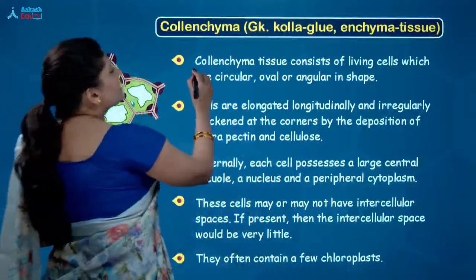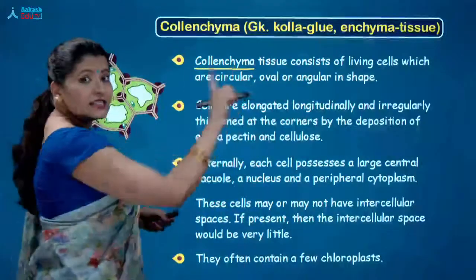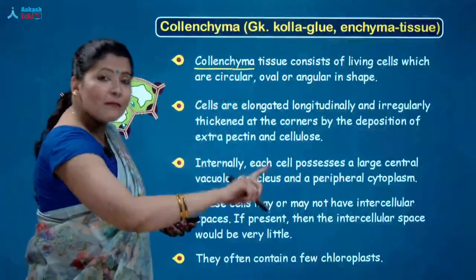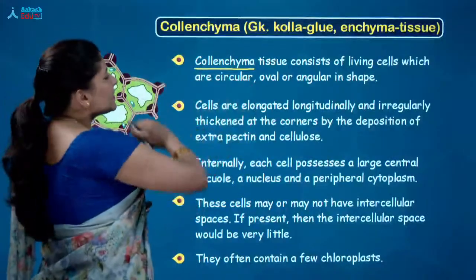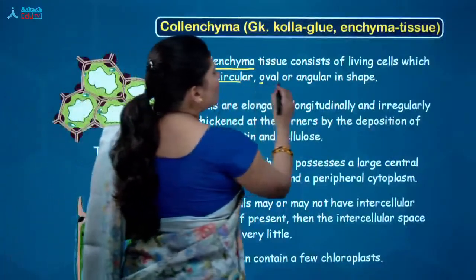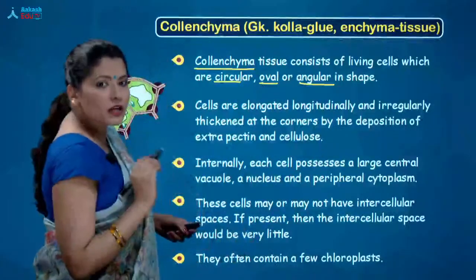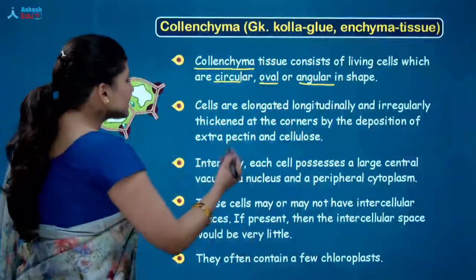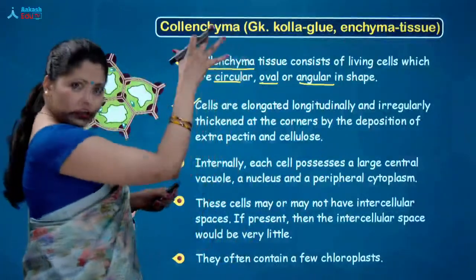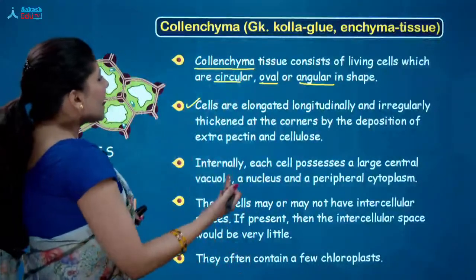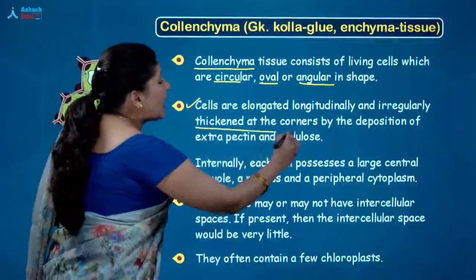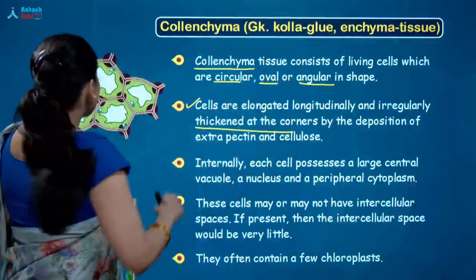Let's start. So here it is first saying about the shape of the cells. You know this collenchyma tissue consists of living cells, always remember. Parenchyma was living and this collenchyma is also living cell. So it is again living cell which is circular, oval or angular in shape. Then आता है next हमारा cells are elongated, longitudinally अगर मैं cells को देखूंगी of course वो मुझे कैसे दिखाई देंगे? Elongated. And irregularly thickened at the corners.